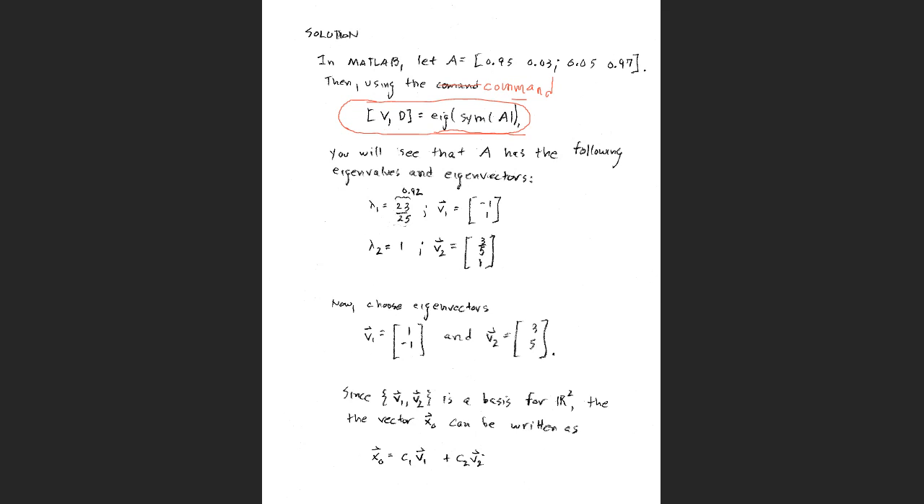Because I'd like it to be on the recording. This is the output we're going to get from MATLAB. Okay, this is what MATLAB should give us: these eigenvectors, these corresponding eigenvalues. Let me show you in MATLAB that that's the case.